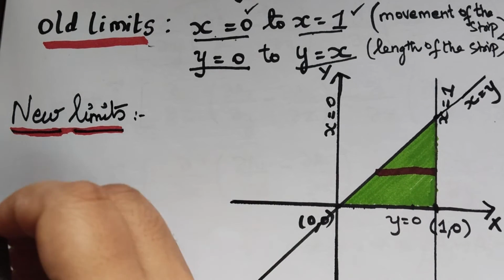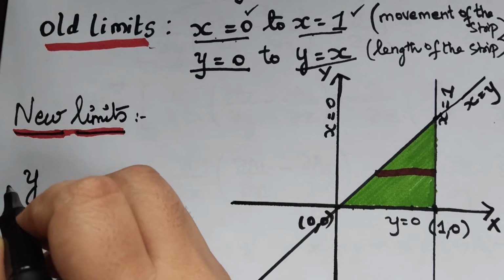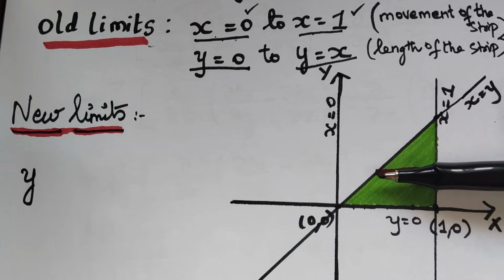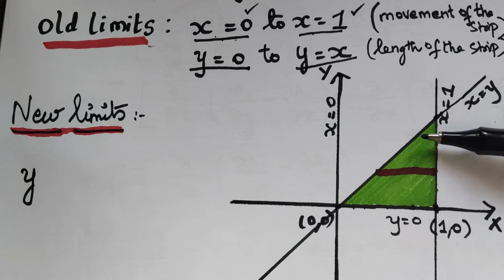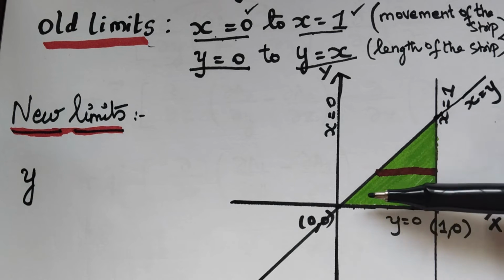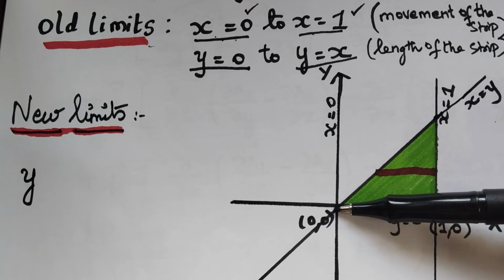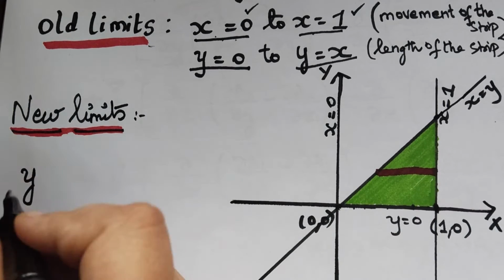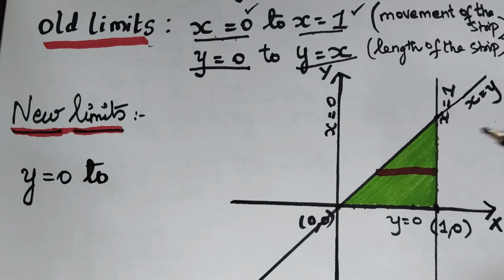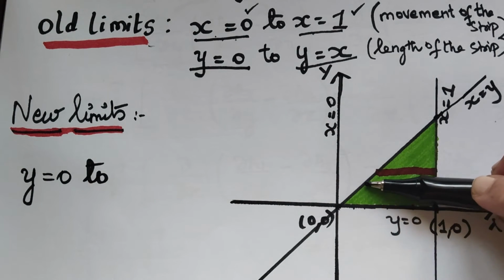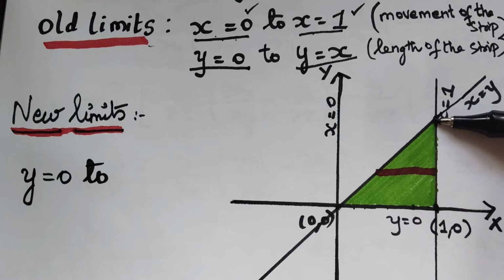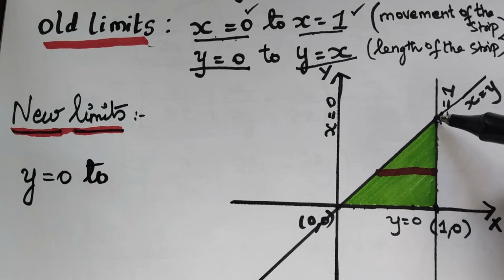So as I told you, the limits for y will give us the movement of the strip. So how will the strip move now? The strip is in this direction, so it will move like this. If you can imagine it, it moves in this way. It will start from this point. At this point, what is the value of y? y is equal to 0. So it starts from y equal to 0. It keeps on moving like this in order to cover the complete region, and it will move until this point. So at this point we have to find the y coordinate.